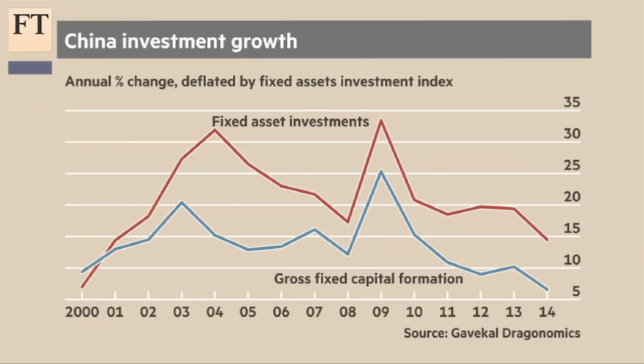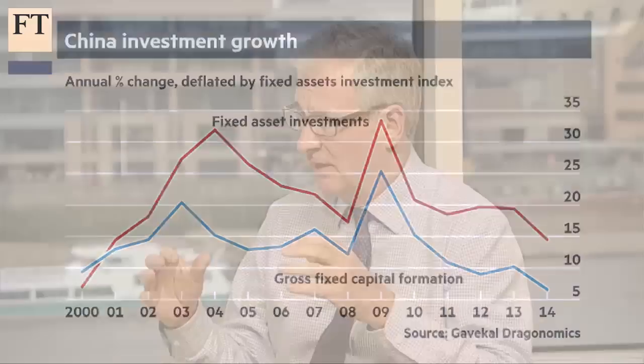And the reason for that is contained in the blue line. The blue line shows a much cleaner representation of what companies in China are actually investing to boost their productive capacity. The reason why people look at the red line is because the blue line is only announced once a year. So that's an annual number. But estimates from Gavekal Dragonomics in Beijing show that the blue line so far this year is running at around 4 or 5% growth.